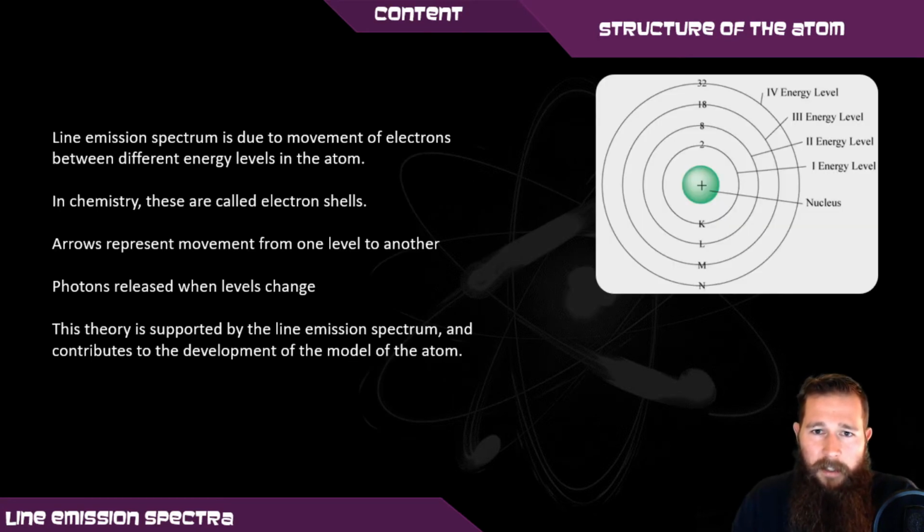Now, this spectrum is actually due to the moving of electrons between different energy levels in the atom. Now, in chemistry, these energy levels are called electron shells. And when an electron moves between energy levels, a photon of light is released. And this photon matches perfectly that transition between energy levels, which gives that specific frequency for that particular element.